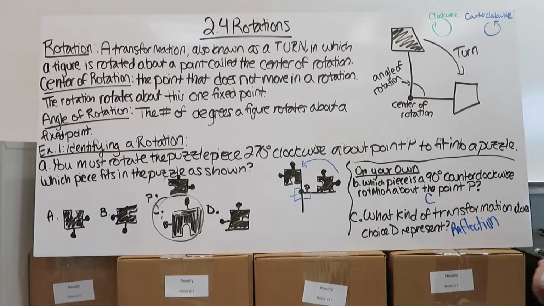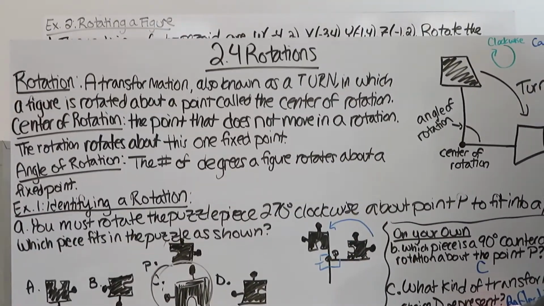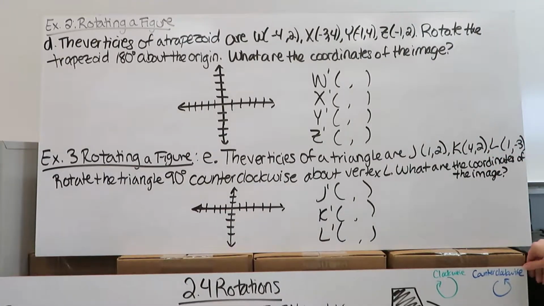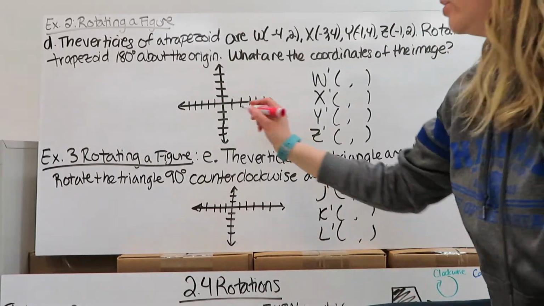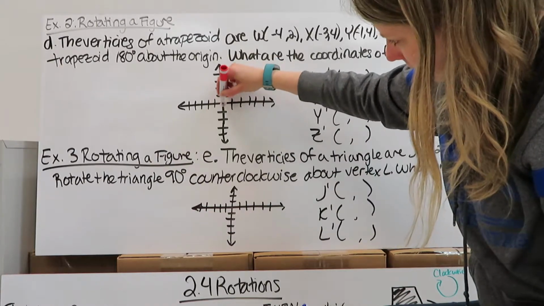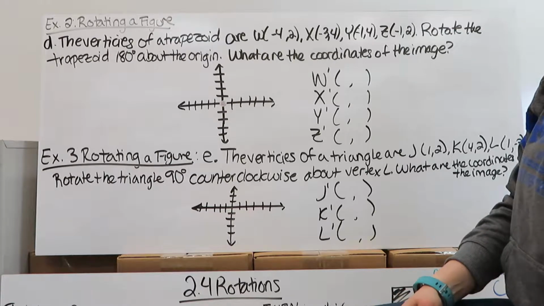All right, we'll move on to example 2, rotating a figure. The vertices of a trapezoid are W (-4, 2), X (-3, 4), Y (-1, 4), Z (-1, 2). We're going to rotate the trapezoid 180 degrees about the origin. So our point of rotation is going to be right here. It's going to be our origin. All right, well that got a little wonky, but hopefully you can see that. What are the coordinates of the image?